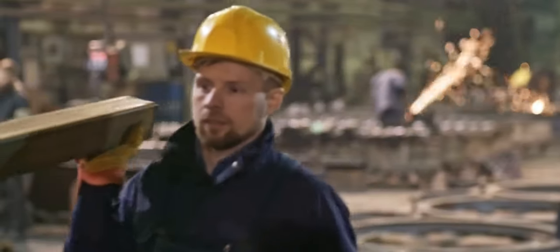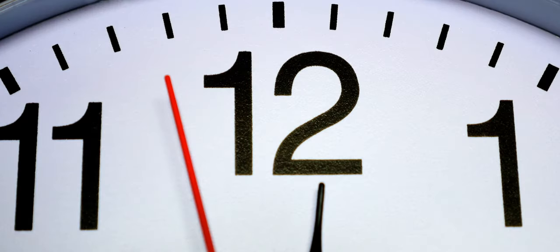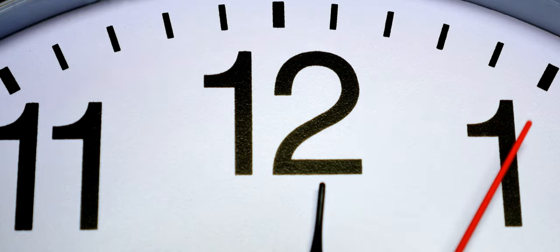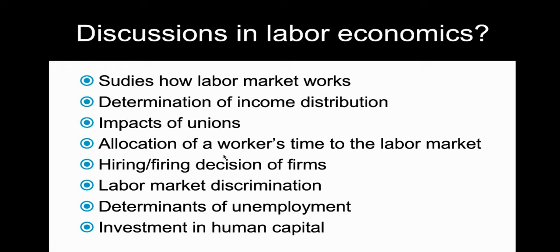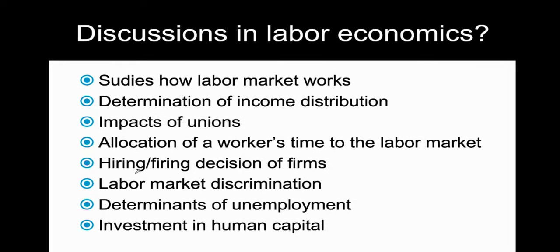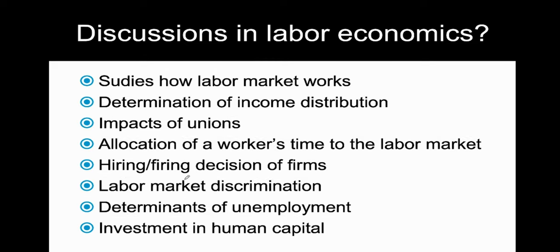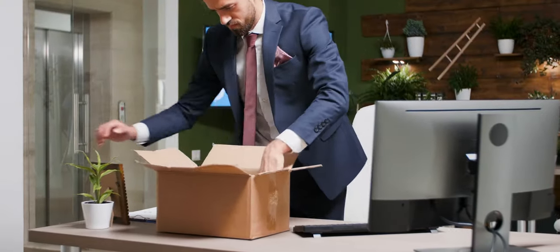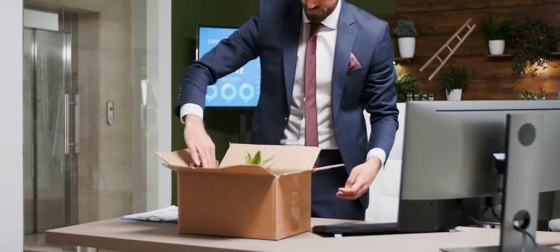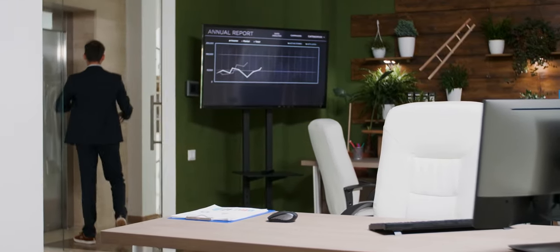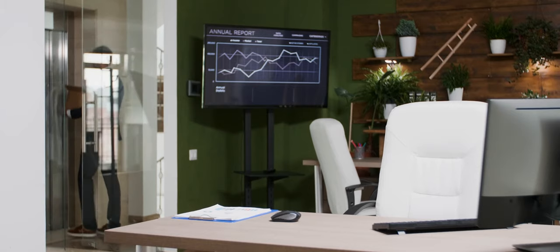Labor economics also looks into the study about how workers allocate their time between work and leisure. For example, if you decide to join the labor market, how many hours are you ready to allocate for work? So that's another important discussion in labor economics. Next, there is also a discussion about hiring and firing or laying off decisions of firms. What would make the employer lay off workers? There are also theories that explain the decision here. So these are also things that we will discover in this wide-ranging set of topics under labor economics.